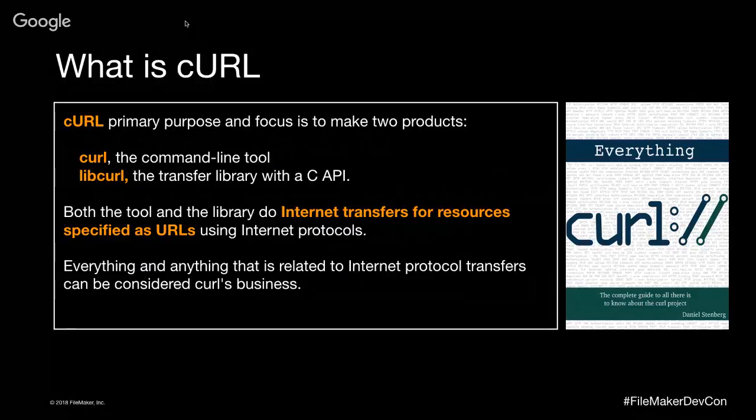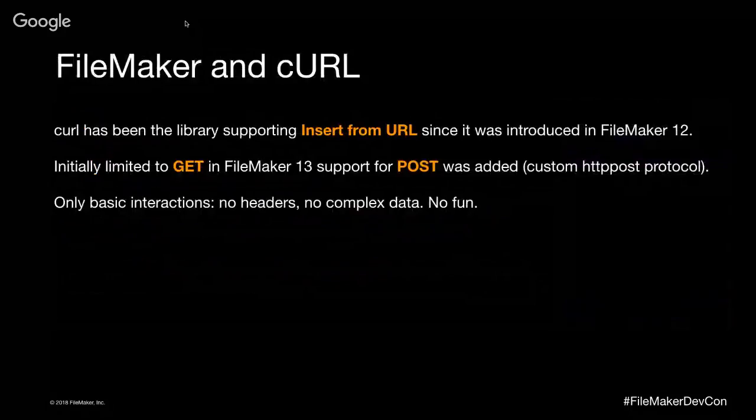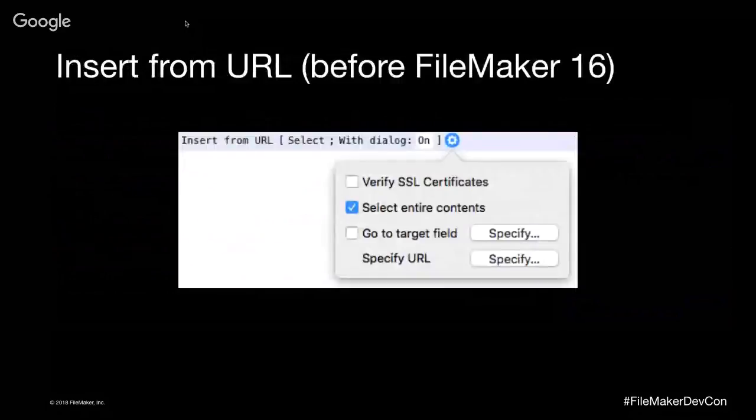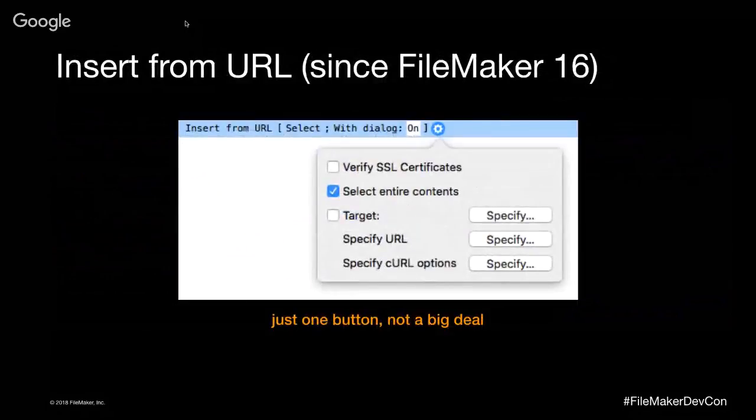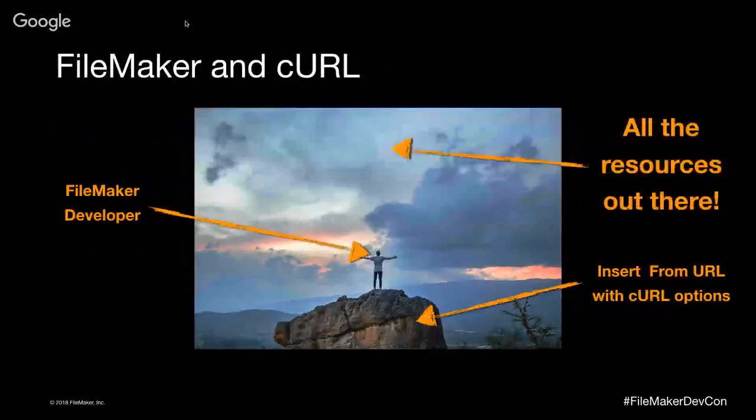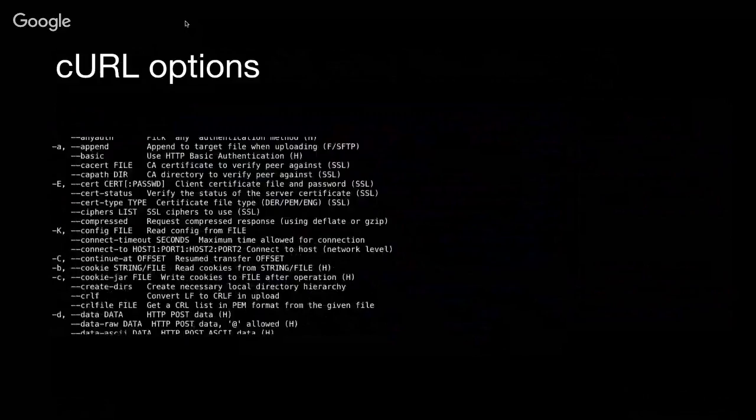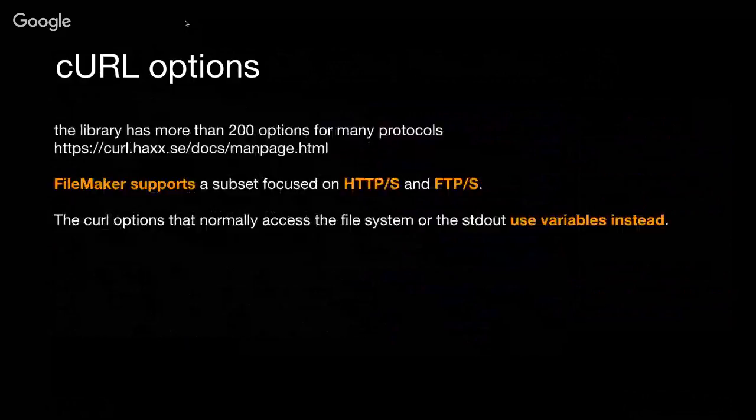So curl is a pretty big library. I'm going to skip some of this; it is just the slides from that time. These are all the options that exist in curl currently. It's a lot. There are more than 200 options, and they span across a lot of different protocols.